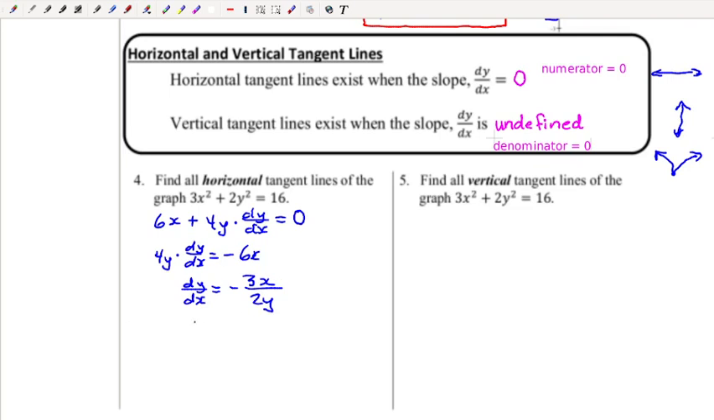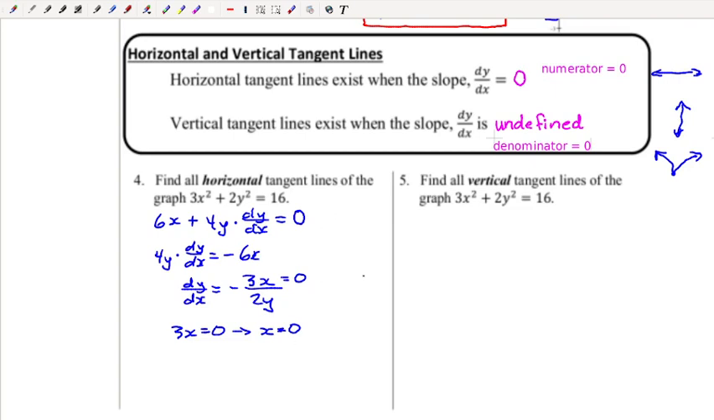And I need to figure out where this is equal to 0. And again, we said this is going to be equal to 0 if my numerator is equal to 0. So this is going to be where this part is equal to 0. 3x equal to 0 gives me x equals 0. Now, this is where I have a horizontal tangent line. It is not yet the equation of my horizontal tangent line. This is the location, not the equation.